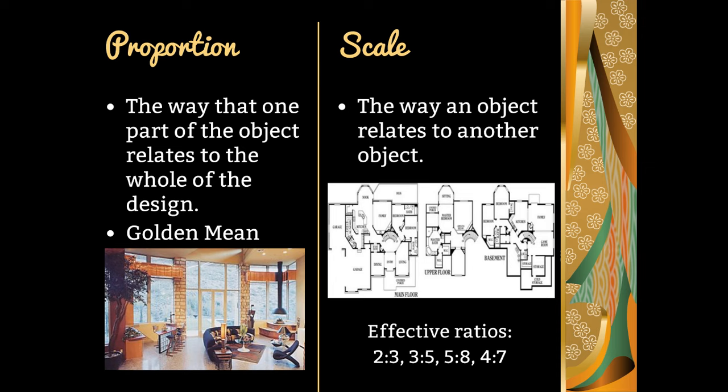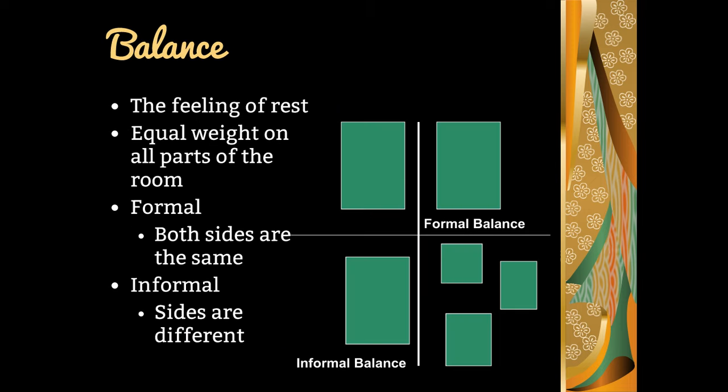Another way of saying this is scale, the way an object relates to another object. So effective ratios are like 2 to 3, 3 to 5, 5 to 8, 4 to 7. And what that means is, if you're having a ratio of chairs and you have 2 on one side and then 3 on the other, that would create good proportion in a room. Or 3 on one side of objects and then 5 on the other. So just to give you that idea.